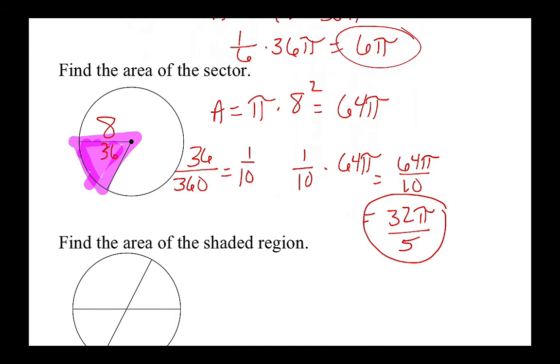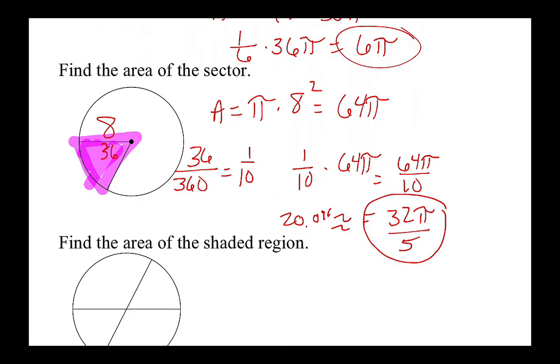Now some of you don't like leaving things in exact terms, but this is how I want you to leave it. If for some reason you punch this out on your calculator and you actually divide by 5 the 32 pi, you're going to get approximately 20.096. But this is an approximation. I want the exact term, so please leave it as 32 pi over 5.